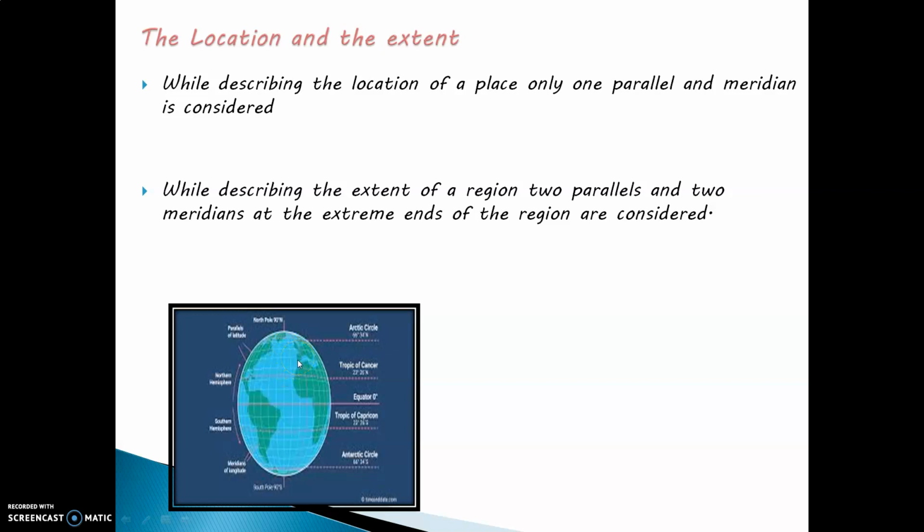But when we have to talk about the entire region, we will talk about the extreme ends, meaning the ending portion. This is the ending portion of this particular area and this is the ending portion. So we will consider this particular longitude or latitude and this longitude or latitude. We will not take these ones because we are going to talk about the extreme ends.